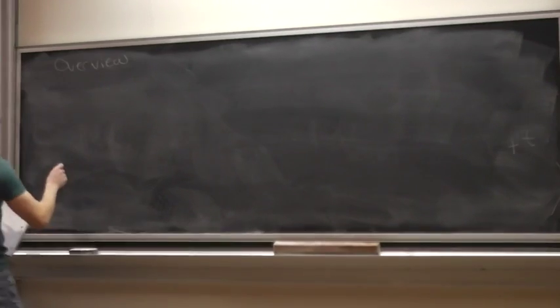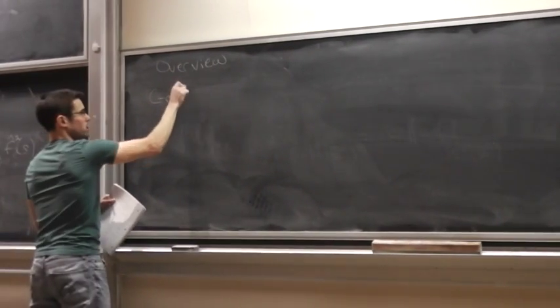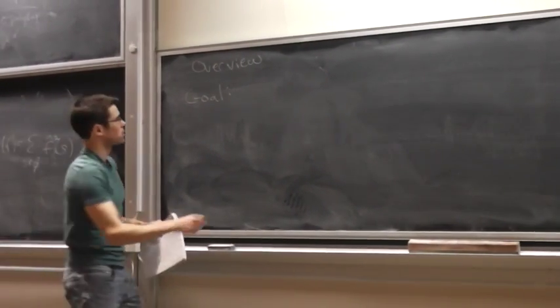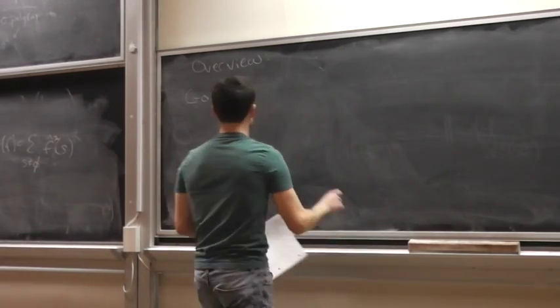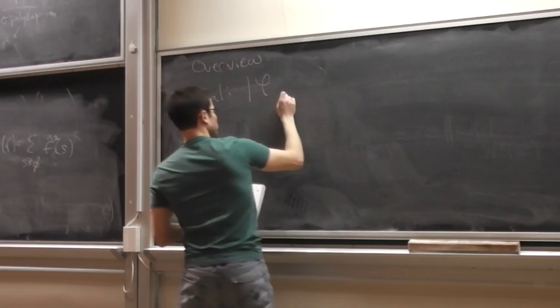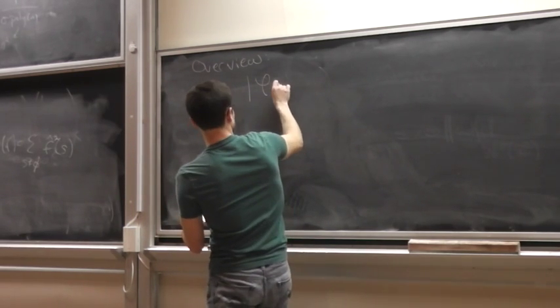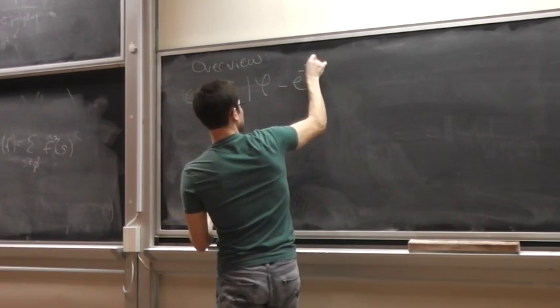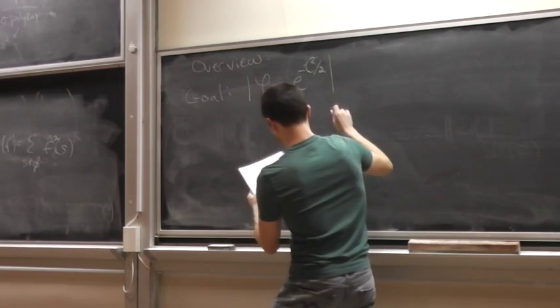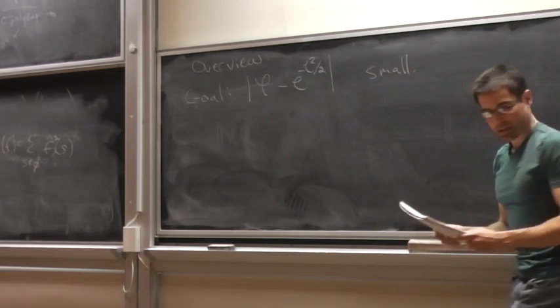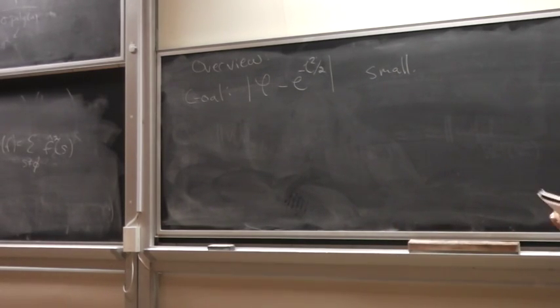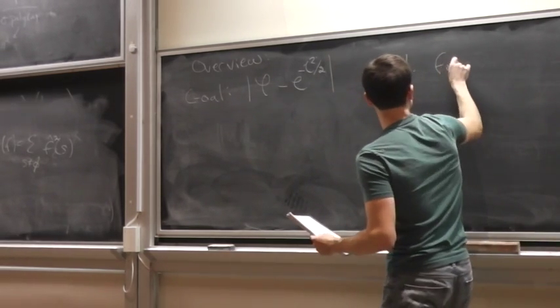So this is the goal. All right, so let me remind you what we're trying to do. We're trying to show that the characteristic function of our random variable is not so different from the normal characteristic function. It's small. And so this is kind of the small for t small.